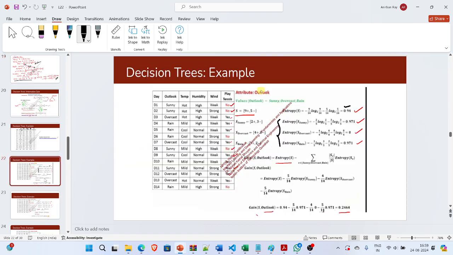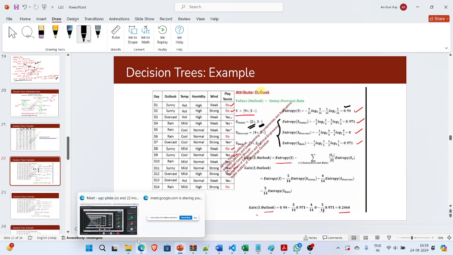So let's continue. As you can see, when there is sunny here, there are five sunny values. Here we have how many yeses? One, two yeses, so that is what they've written, and three no. So in terms of 5 and 2, we have written it, and with the entropy we get 0.971.